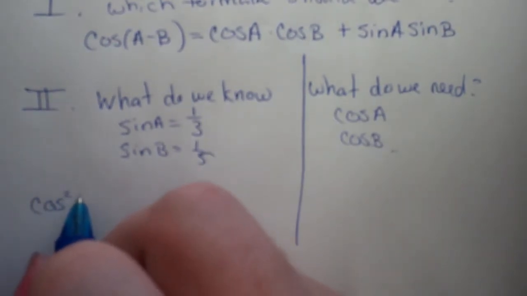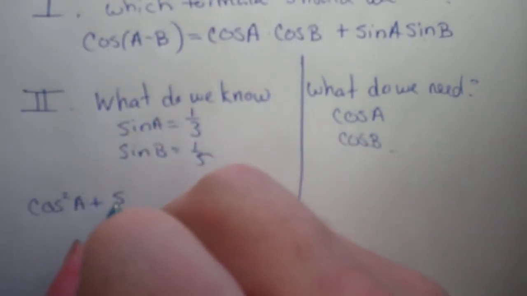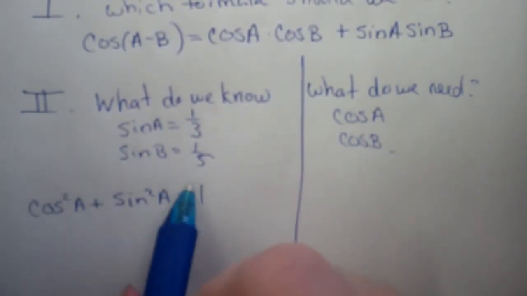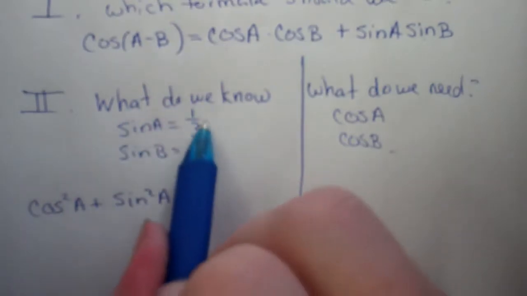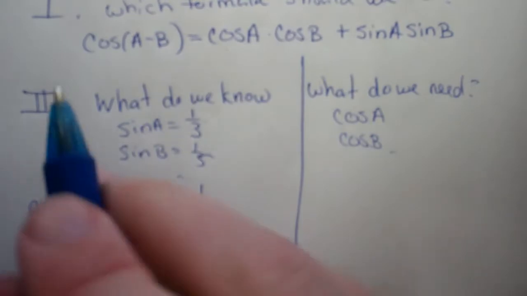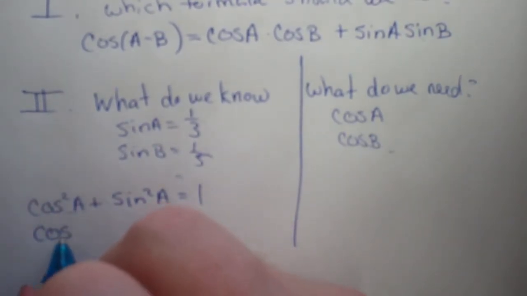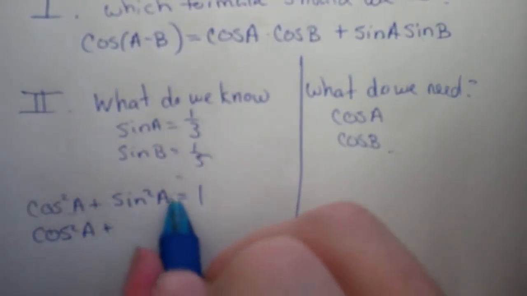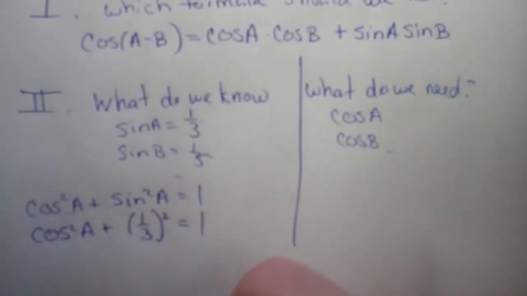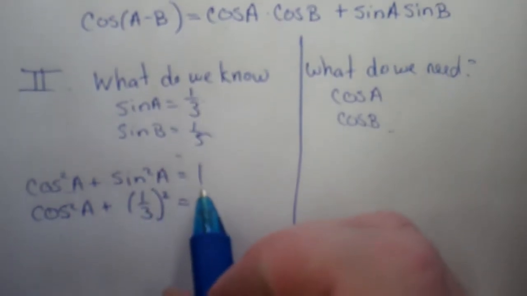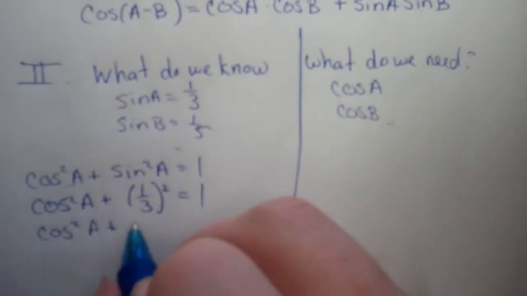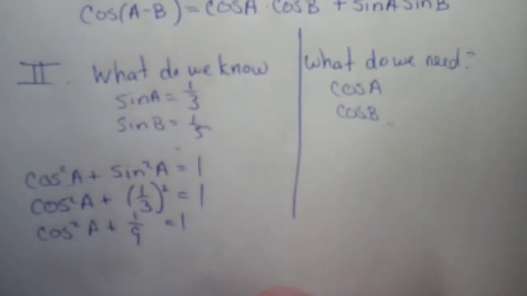We know that the cosine squared A plus the sine squared A has to be equal to 1. And since we know this, because it was given to us, we can use it to solve for this, which is what we want. So we'll write here the cosine squared A plus, instead of sine squared A, I'm going to write 1/3 squared is equal to 1. 1/3 squared is equal to 1/9, so this is cosine squared A plus 1/9 is equal to 1.